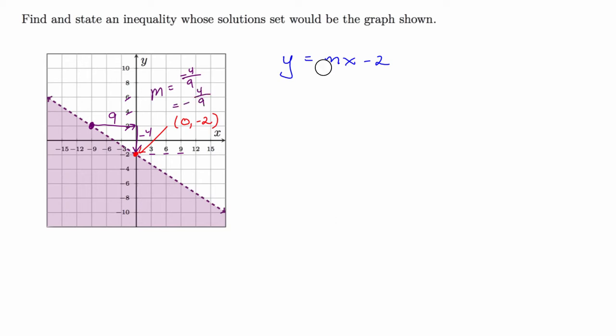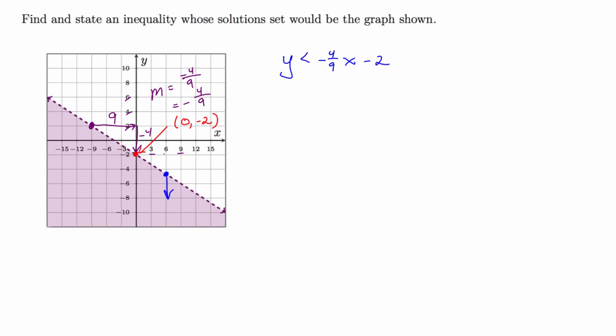We can now replace the m in our equation with the slope of the line that we've just found, -4/9. The final step is to replace the equation with the appropriate inequality symbol. In picking any point on this line, I notice that the shading is below that point. That tells me my inequality will be a less than.